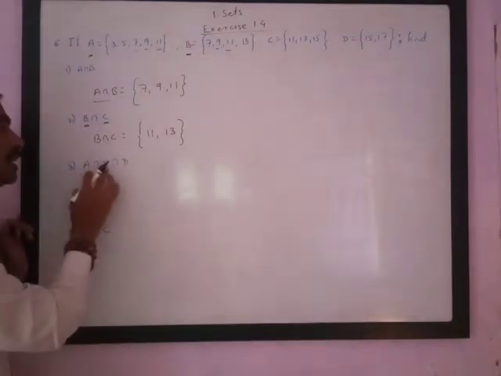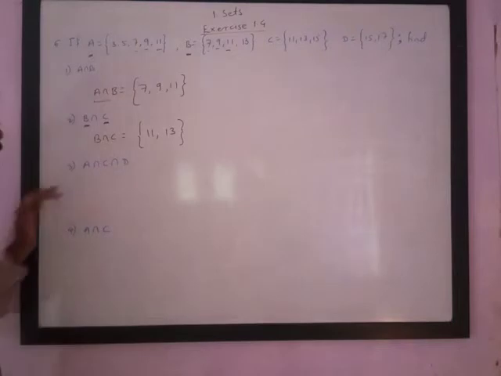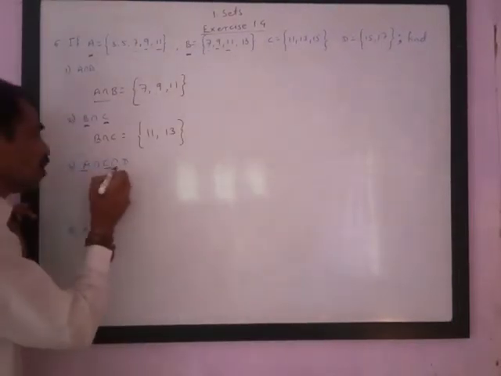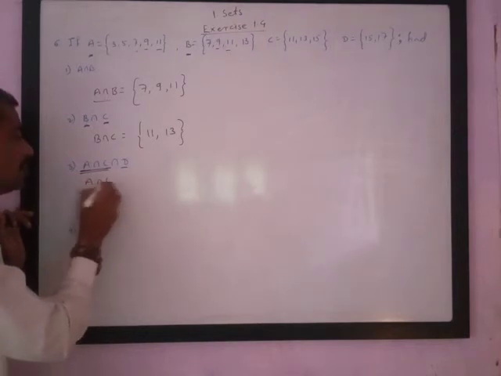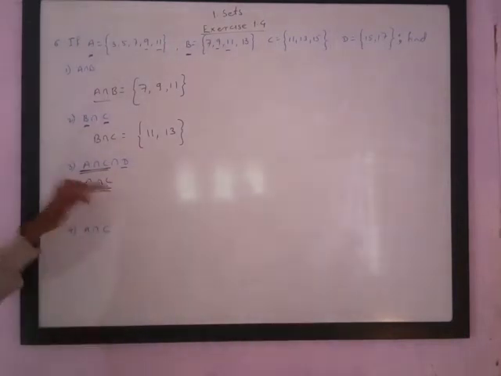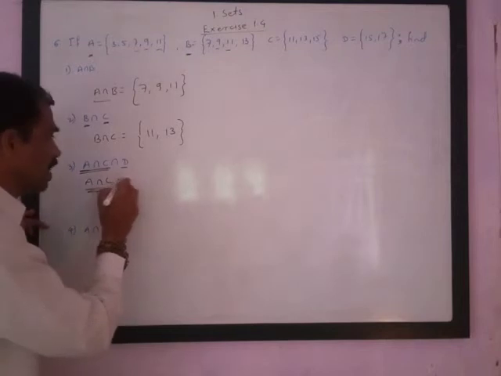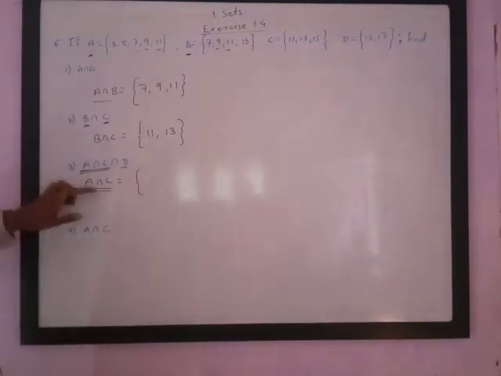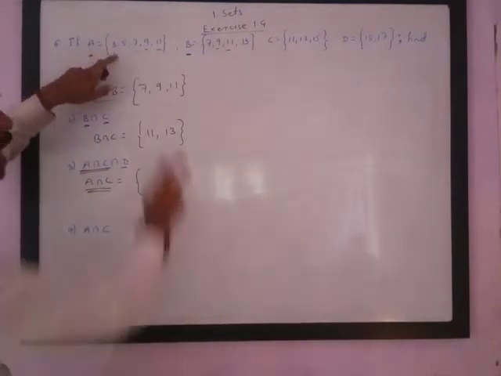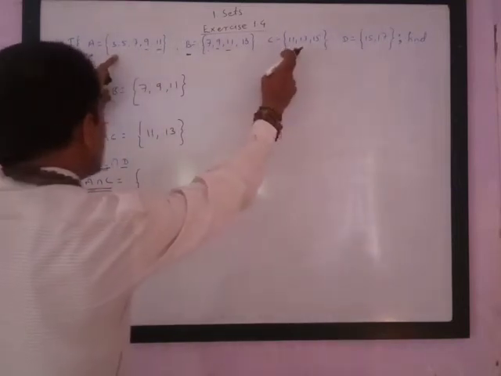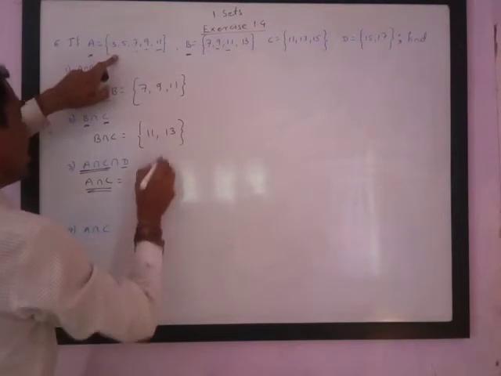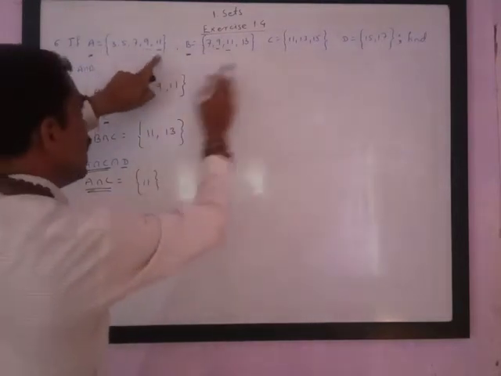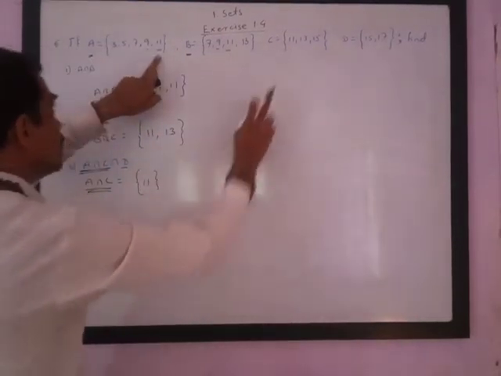Now next is A intersection C intersection D. Please note here there are three sets. So first let us find A intersection C. A intersection C means the elements which are common to set A and set C. So A intersection C is equal to the set of 11. Only one common element is there. 11 is common to set A and set C.